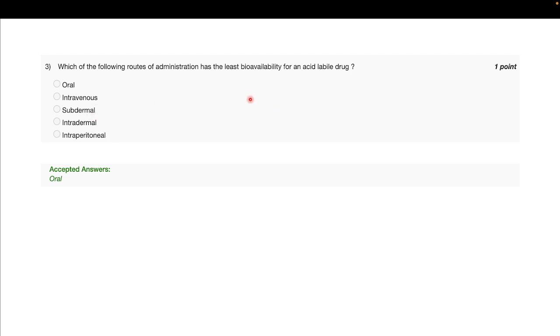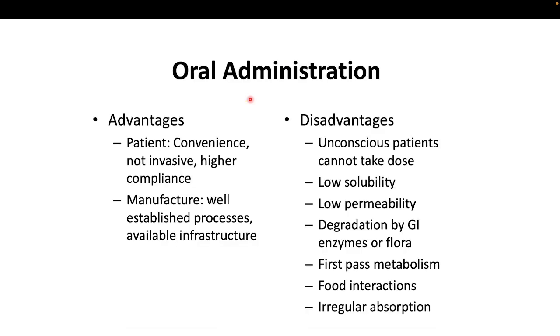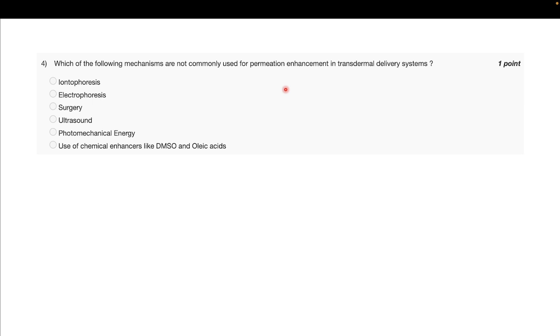Is this explanation making sense? Yes, ma'am. Yeah, thank you. Thanks for responding. So we'll move on towards the next question. So yeah, these are advantages and disadvantages of oral administration. The next question is, which of the following mechanisms are not commonly used for permeation enhancement in transdermal delivery systems? Yeah, go through the options and let me know if you know the answer.